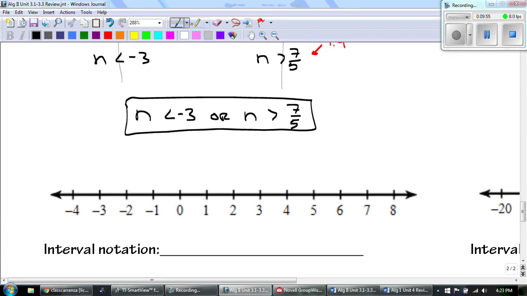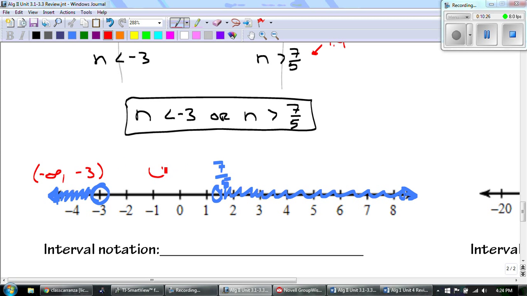Okay, and that's what we need to graph. So at negative 3, we are open, and we shade to the left. 7 over 5, which is about 1.4, which is just a little bit less than half, and we are greater. I like to write down where that is since it wasn't on the graph. Then we start at negative infinity to negative 3. There's my union, 7 over 5 to positive infinity.